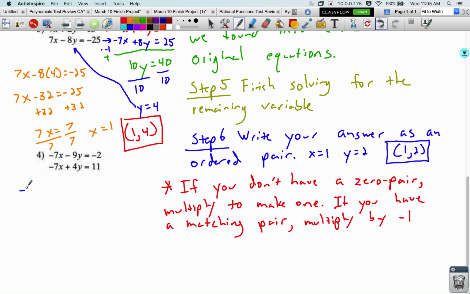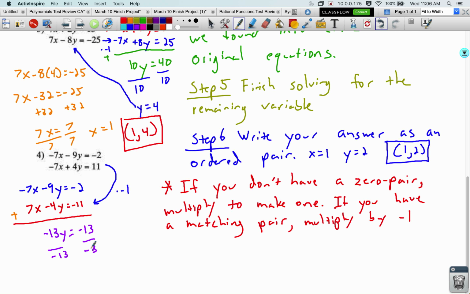I'm going to copy down that top equation, negative 7x minus 9y equals negative 2. And then multiply this second equation by negative 1. And that's going to flip everything. So the negative 7x becomes a positive 7x. The 4y becomes a minus 4y. And the 11 becomes a negative 11. Add it together. The y's cancel out. Combine like terms here. We get negative 13y. Combine our constants to get negative 13. Get rid of that coefficient by dividing both sides by negative 13.